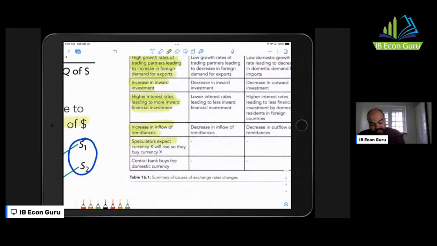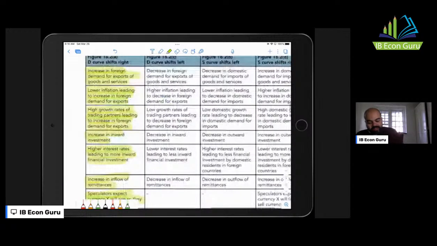Maybe speculators expect that the US dollar will rise, so they buy more US dollars, right? Speculation also affects the value of a currency. If speculators expect that the value of the US dollar will rise, that the US dollar will appreciate, they will buy more now so that they can sell it later at a higher price, okay, and make profit, okay? Or if the central bank decides to buy US dollars from the foreign exchange market. If the central bank buys a lot of US dollars, that also increases currency demand.